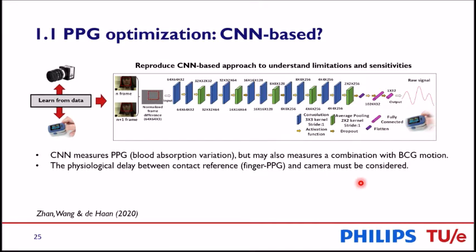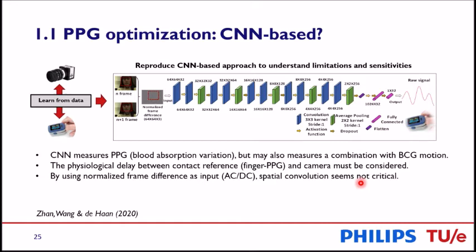And the second is that if we want to train the CNN, the physiological delay between the contact reference, like the finger PPG or the ECG, and the camera must be considered. Because there's a physiological delay, that means the camera signal and the labels are not synchronized. And we show in the paper that this is quite critical.